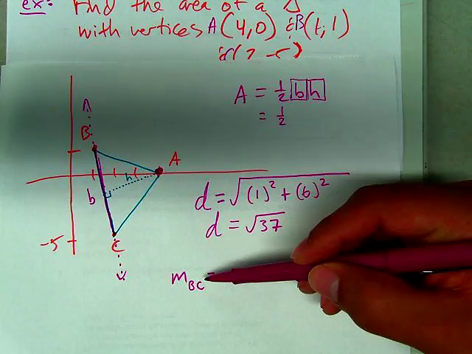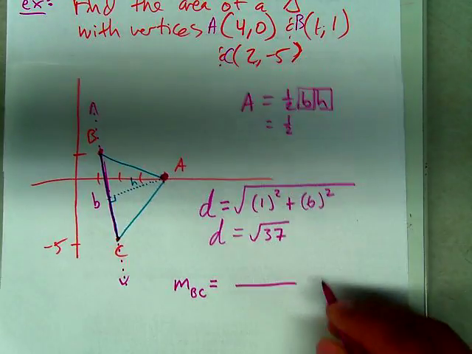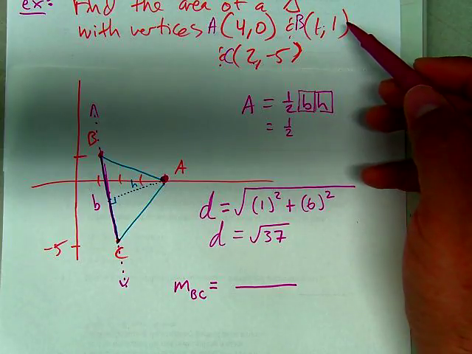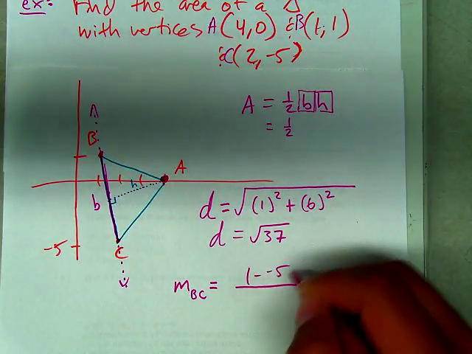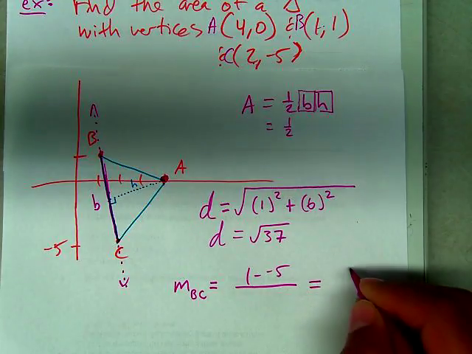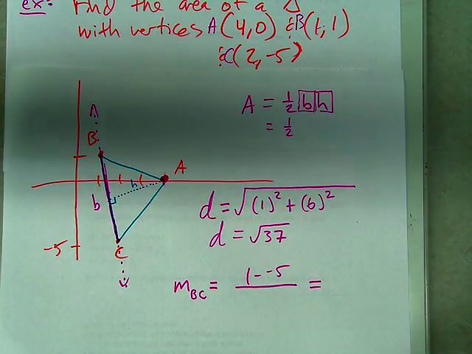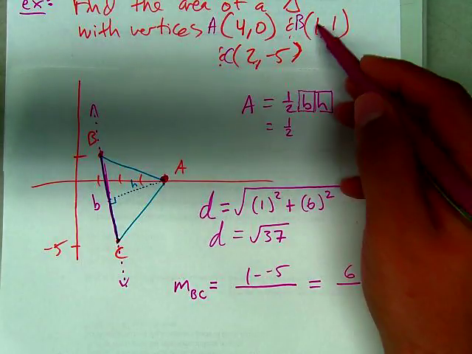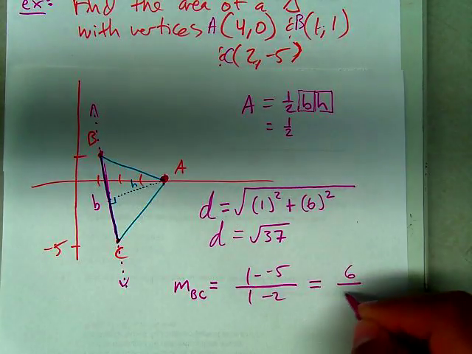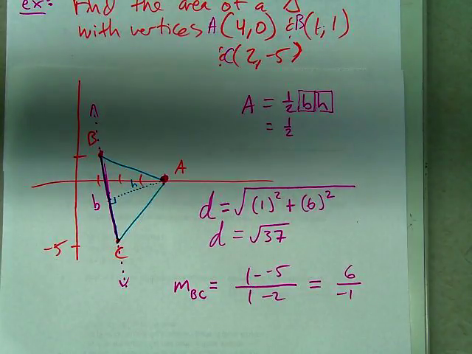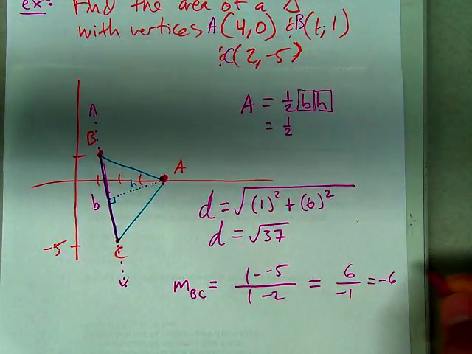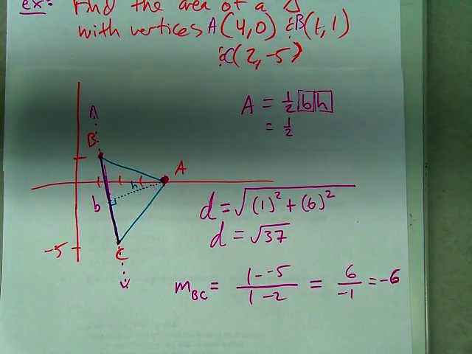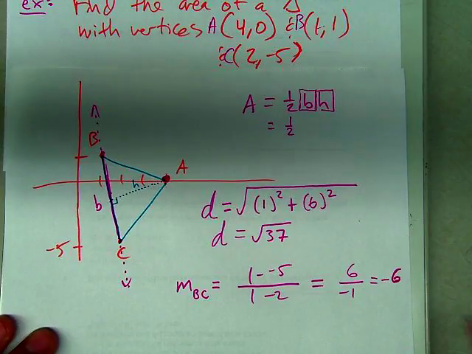Nice. The slope from B to C. So looking at the coordinates, change in y over change in x, right? So 1 minus -5. Well, depending on which order you subtract in, it could be one or the other. I did 1 minus -5, so that'll be 6. And then 1 minus 2, -1. Oh, you had your answer. Okay, so we have the slope.